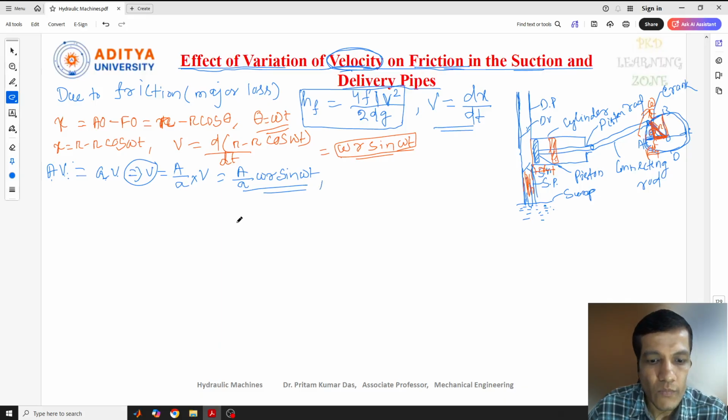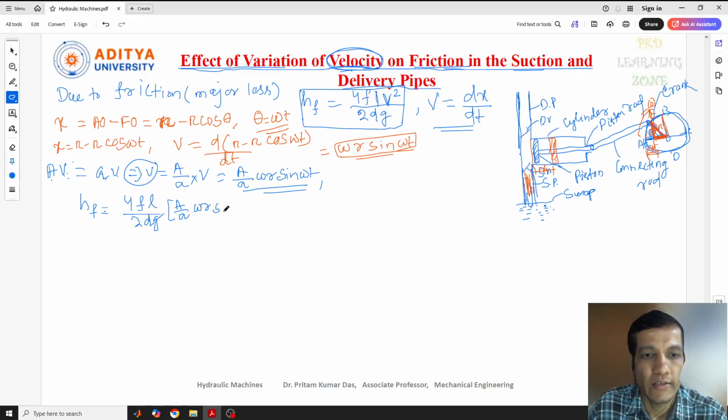So what can I get here? I can write HF equal to 4FL by 2dg, and in place of v value I'll put this equation. So that is capital A by small a, omega R, sine omega t, the whole square. Here omega t is theta also. So you give this equation number 1, this is equation number 2 we can give, and this one we can give equation number 3.